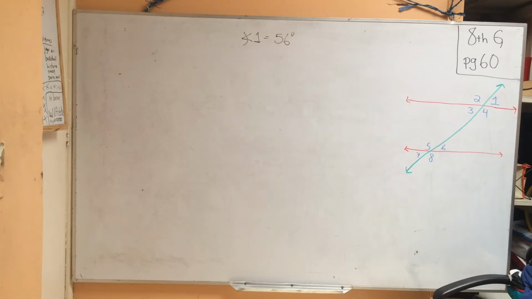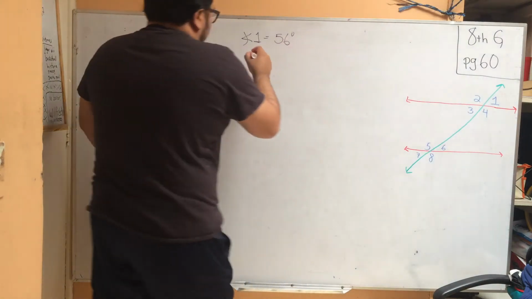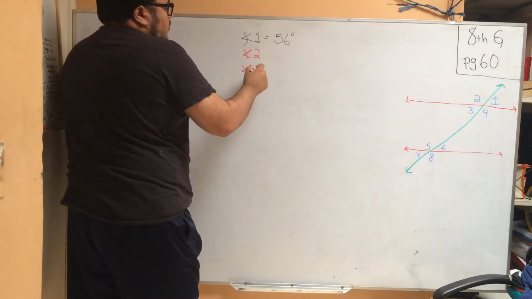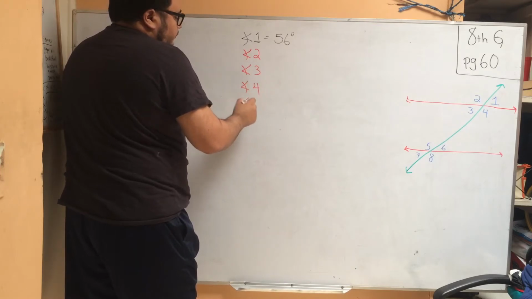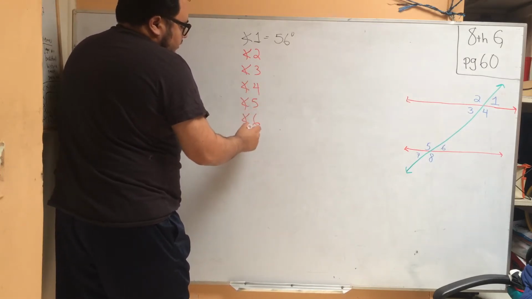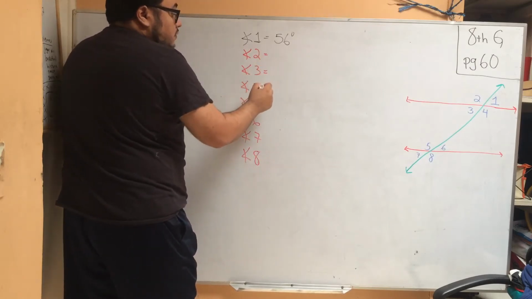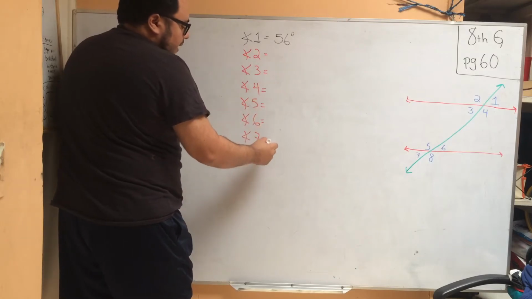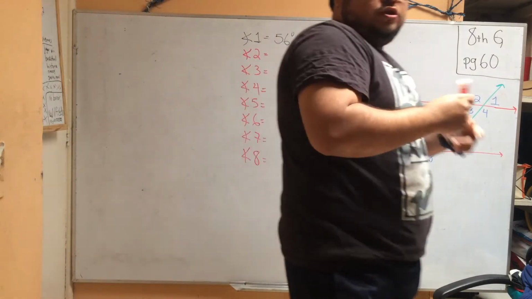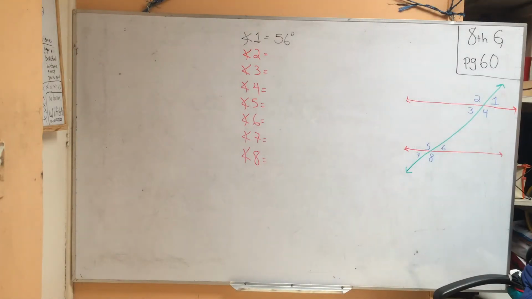So let's start with angle number 2. Let's put it here. We're going to find angle number 2, number 3, 4, number 5, number 6, number 7, and angle number 8. And we're going to find all of these measurements just by using angle number 1. So if we have angle number 1 here, and it says 56, that means that we can easily find the measurement of angle number 2. And this is the definition of a supplementary angle.